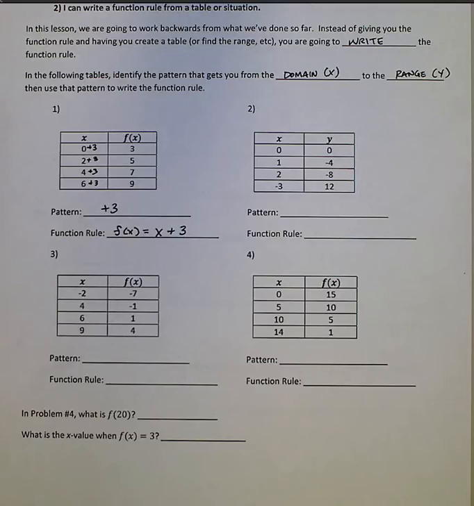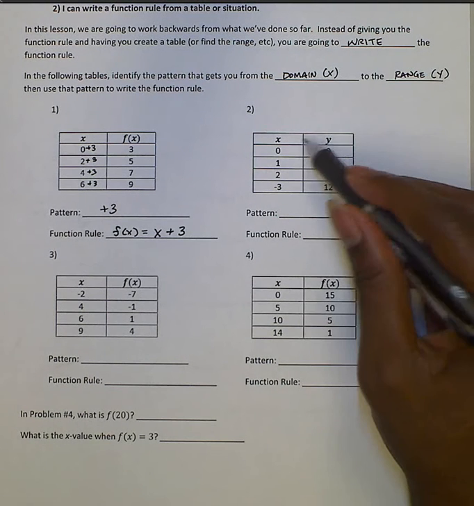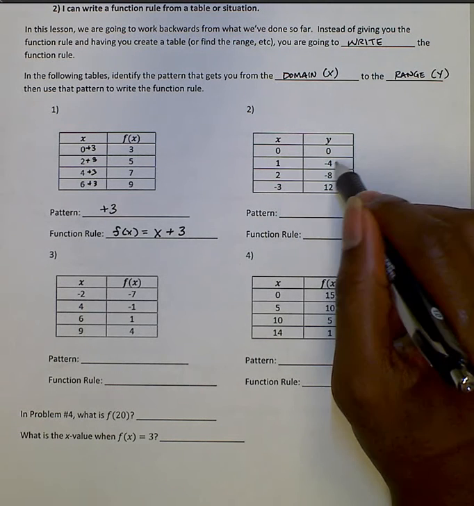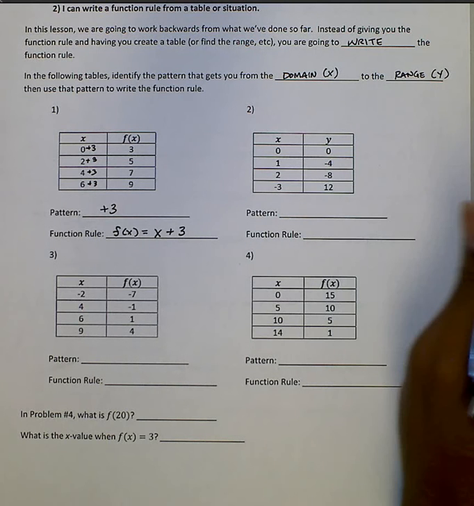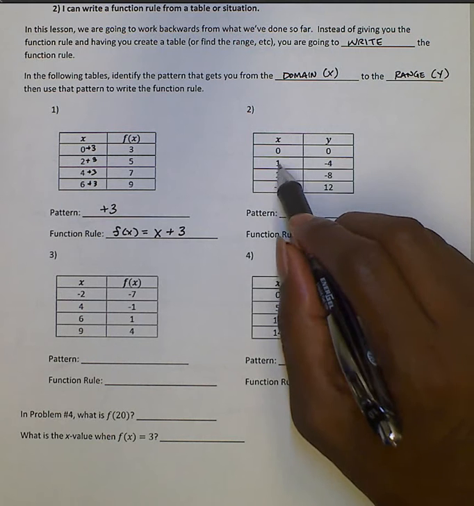Number 2. From 0 to 0, it looks like x might just equal y. It doesn't look like you're doing anything. Okay, then from 1 to negative 4, so definitely not staying there. So it's not just x equals y. So how can I get from 0 to 0 and from 1 to negative 4?